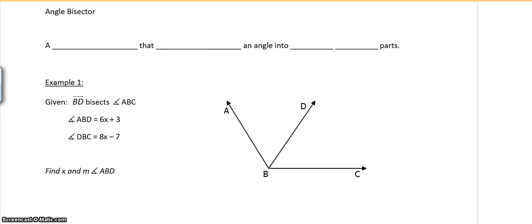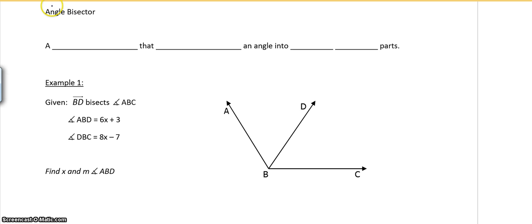All right. Angle bisector. Now, you already know what a bisector is because we did segment bisectors. Remember, if you have a segment and you have some line bisecting it, that means it cuts it in half, into two congruent parts. So today we're dealing with the same thing. The only difference is now we're talking about angles and not segments.